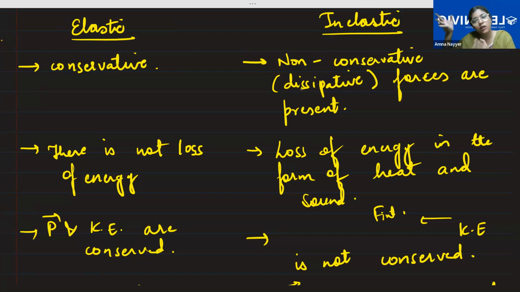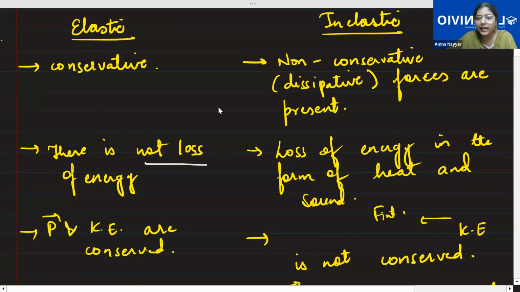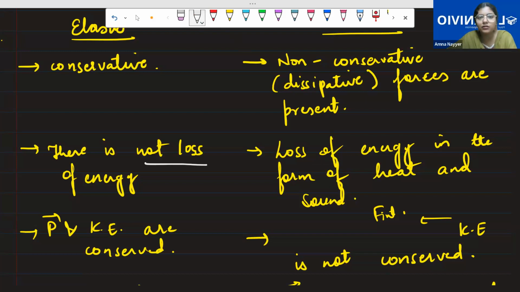So all the non-conservative forces depend on the path traveled; they don't depend only on the initial and final point. Non-conservative forces depend on both initial and final points as well as the path. There is no loss of heat energy in the elastic collision because of the usage of conservative forces, while there is a loss of energy in the form of heat and sound in inelastic. The best example is the friction force, which gives us a very clear idea because we can use that in our everyday life.